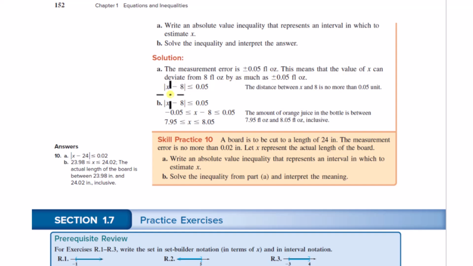So the actual amount poured into the bottle is going to be the absolute value of x minus 8. That's going to be less than or equal to 0.05, you see? And you solve that and you get what x is, the possible values for x. I don't know, that's not the best example. We'll work other examples. You'll get a better feel for situations where inequalities come up.